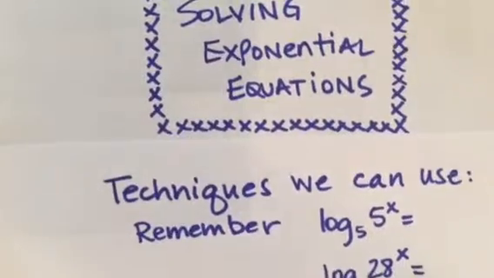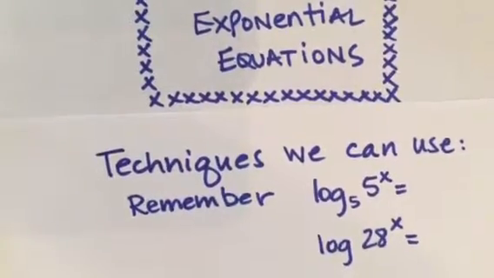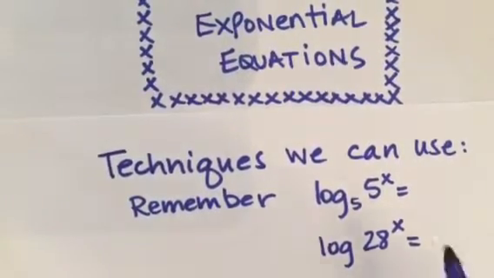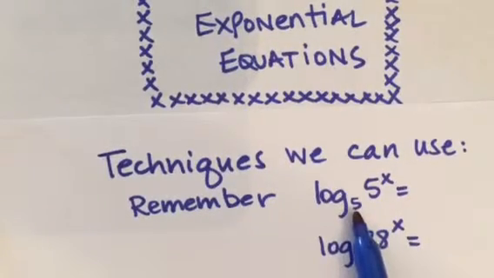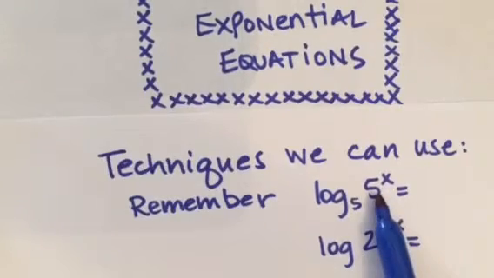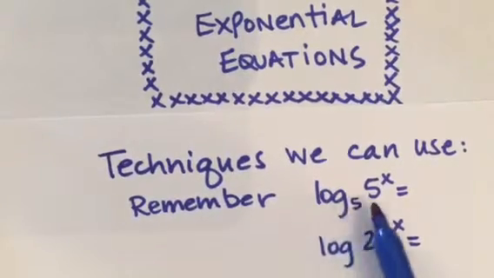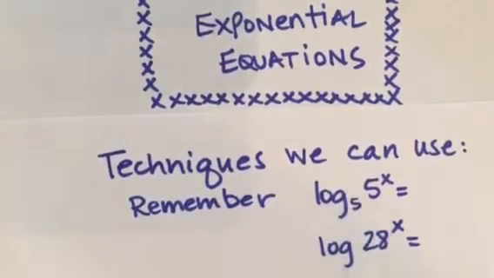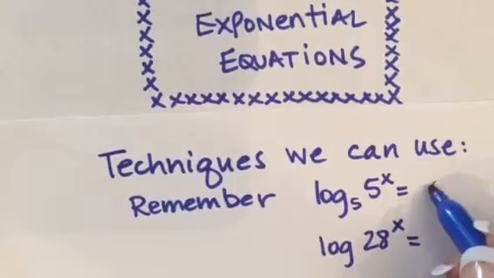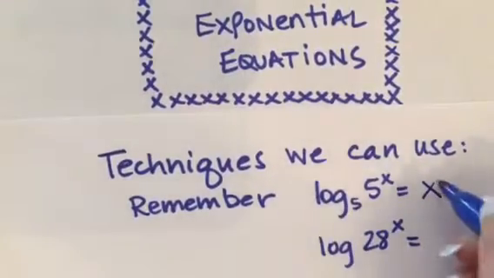Refresh our memory on a couple of things. One is that when we have a logarithmic expression with a base that is the same as the exponential expression that's nested in it, those two things cancel out. That inverse property cancels the two things out, and we're left with just x.